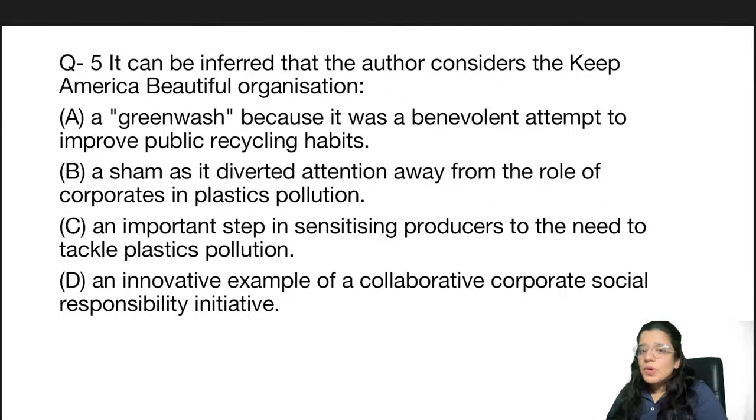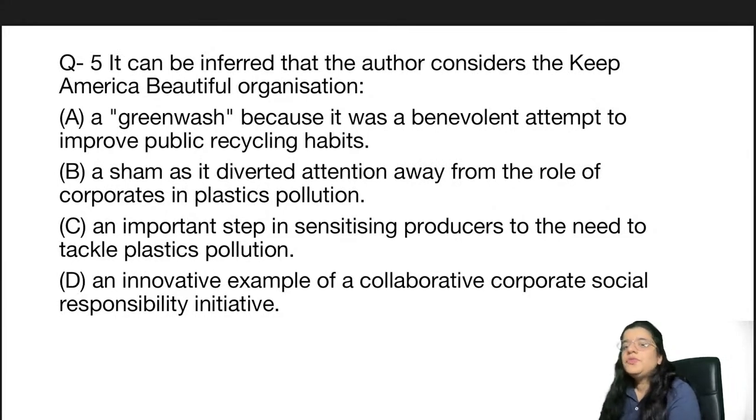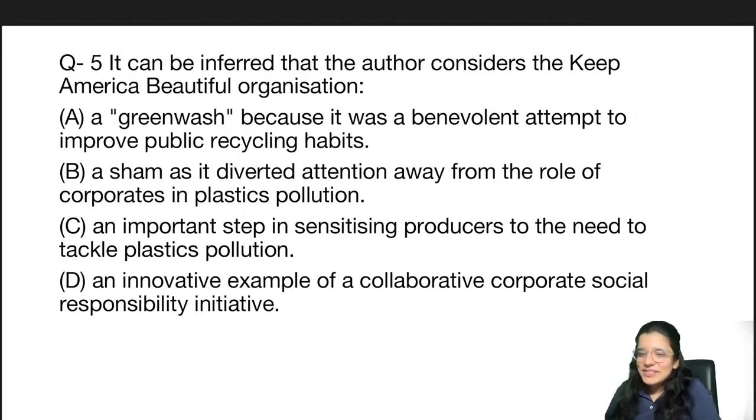What is C? An important step in sensitizing producers to the need to tackle plastic pollution. Now, this is nowhere getting connected to the question being asked. This is nowhere getting connected to Keep America Beautiful. So we eliminate C. Same goes with D as well. It's an innovative example of a collaborative corporate social responsibility initiative. This is also nowhere talking about what the author feels about Keep America Beautiful. So C and D, both of them are completely useless and irrelevant. We will end up choosing B as the correct answer. I hope this is clear to you guys.